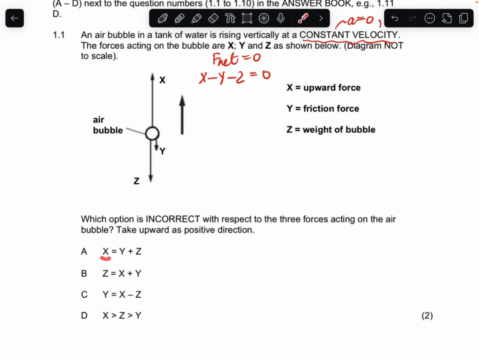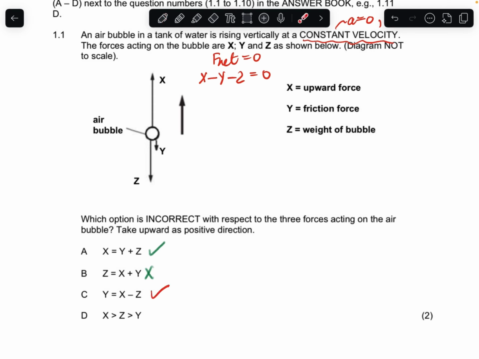Now, if we have X is equal to Y plus Z, is it possible? If we take Y to that side and Z to that side, they're both going to be positive. So this is the correct option. Now let's look at B. It says Z is equal to the sum of X and Y. If we take the Z to that side, we're going to have X minus Y. So this is not possible. And then let's look at the third option, which is C. Y is equal to X minus Z. So if we take Y to that side, we're going to be left with X minus Z, which is the correct option as well.